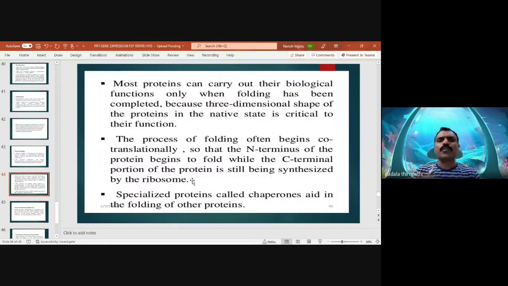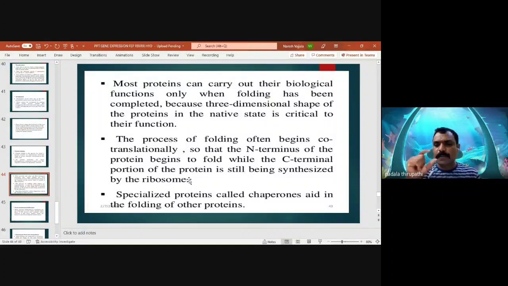Then most of the proteins can carry out their biological functions only when folding has been completed, because the three-dimensional shape of the proteins in the native state is critical to their function. The process of folding often begins co-translationally, so that the N-terminus of the protein begins to fold while the C-terminal portions of the protein are still being synthesized by the ribosome. My dear friends, remember, the specialized proteins are called chaperones. This is a competitive question. Remember, chaperones are the specialized proteins that aid in the folding of the proteins.